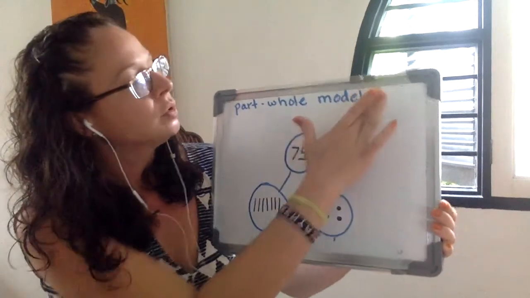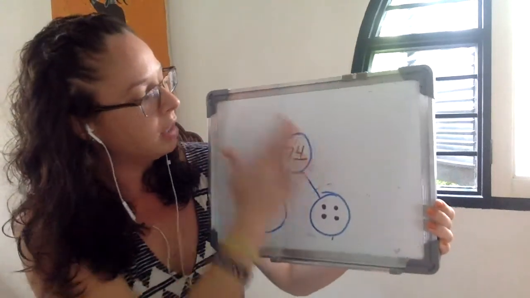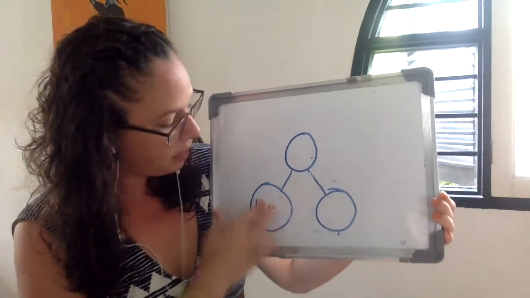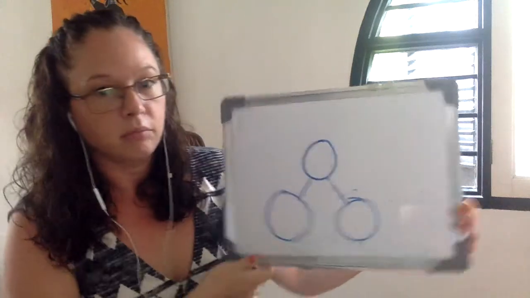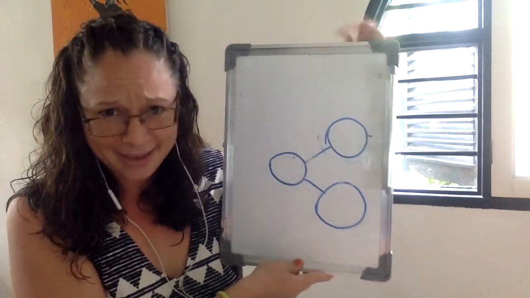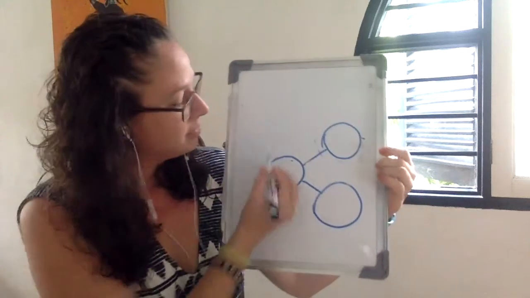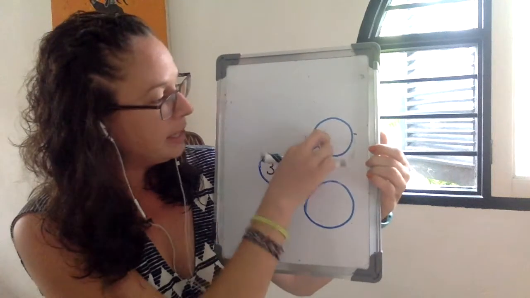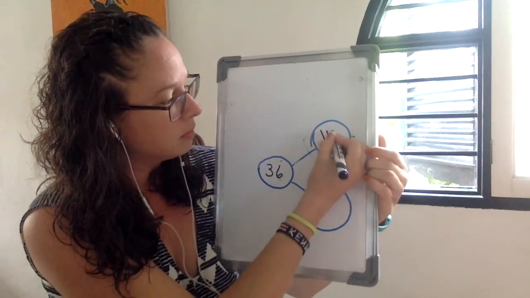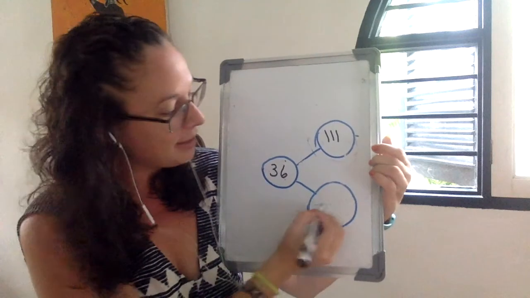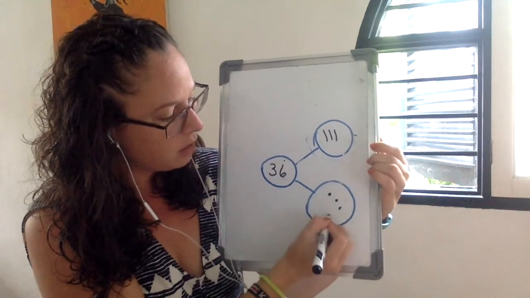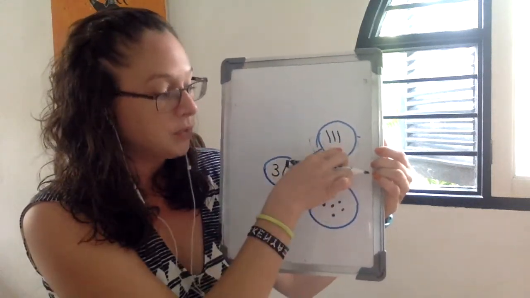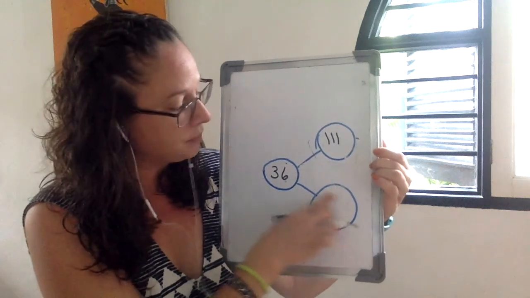All right. One other important thing to know about a part whole model, we've been using them in this direction. However, if you turn it on its side, it's still a part whole model. Let's try 36. We'll put 3 tens in one part and 6 ones in the other. 3, 4, 5, 6. So 36 has 3 tens and 6 ones.